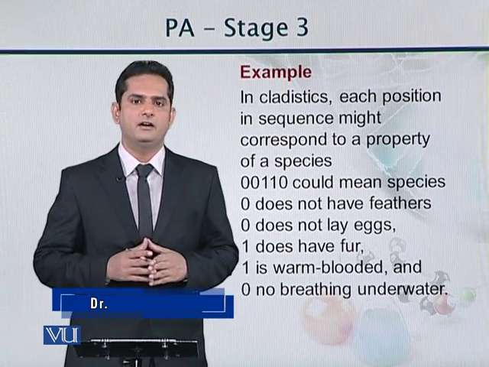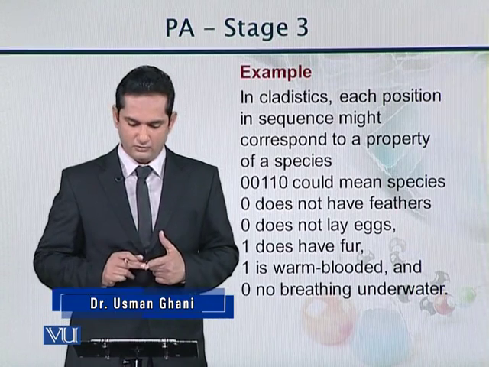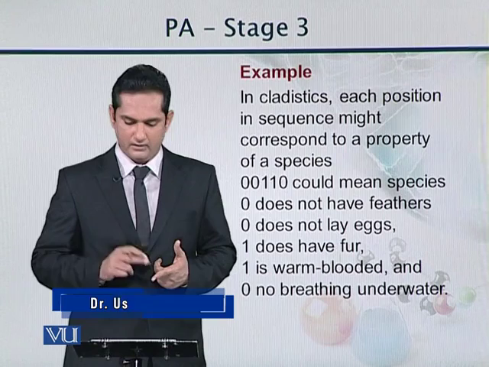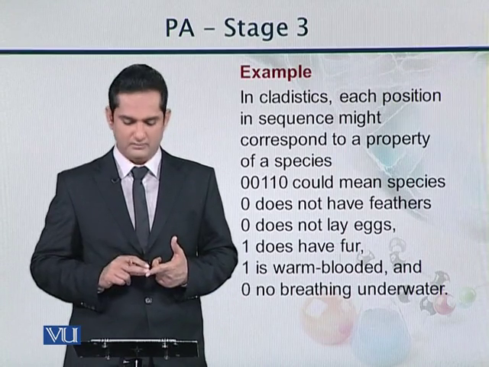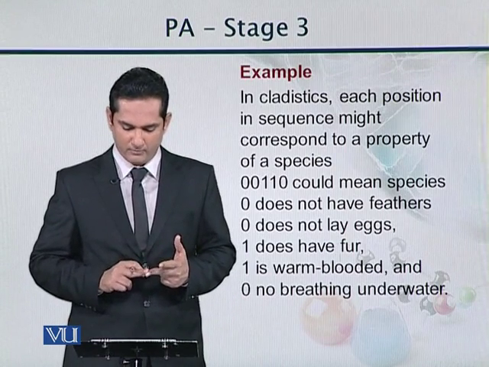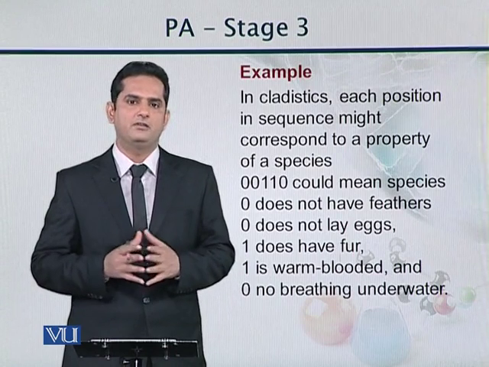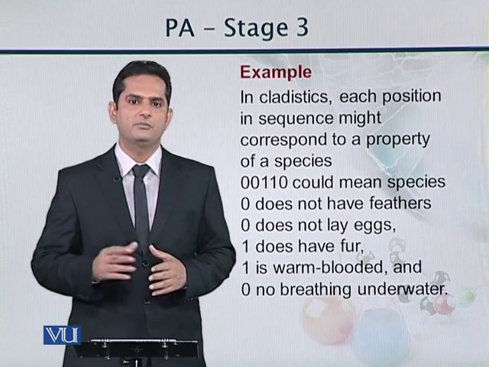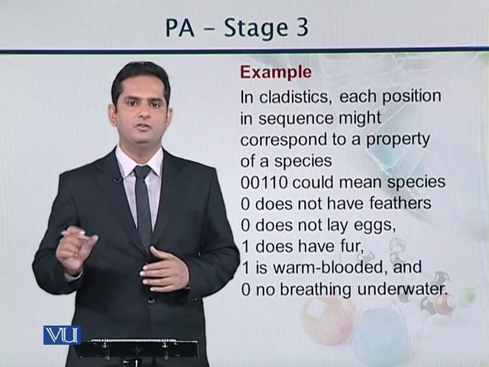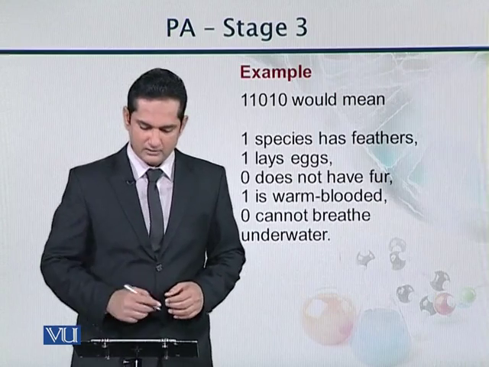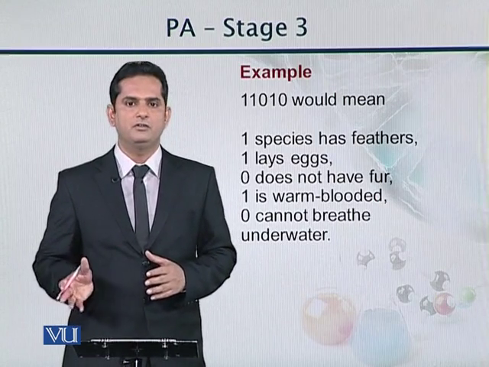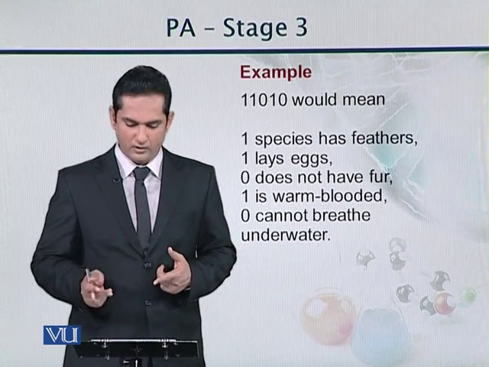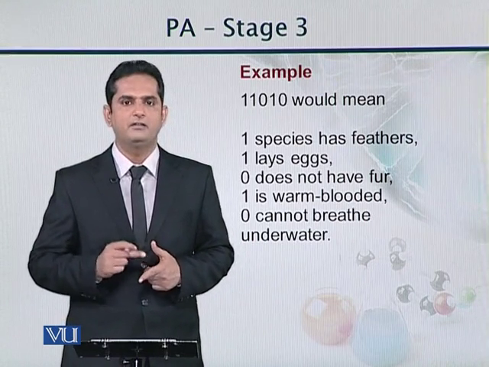Suppose we have 5 different characters 0, 0, 1, 0, where 0 shows that a species has no feathers, and the other 0 is for it doesn't lay eggs. Then 1 for furs, 1 for warm-blooded, and 0 for no breathing underwater. So suppose we have a species which has these 5 different characteristics, shown by the sequence 0, 0, 1, 0. And if I want to convert this into another sequence 1, 1, 0, 1, 0, where 1 of course means that it has feathers, then 1 for lays eggs, 0 does not have fur, and so on.